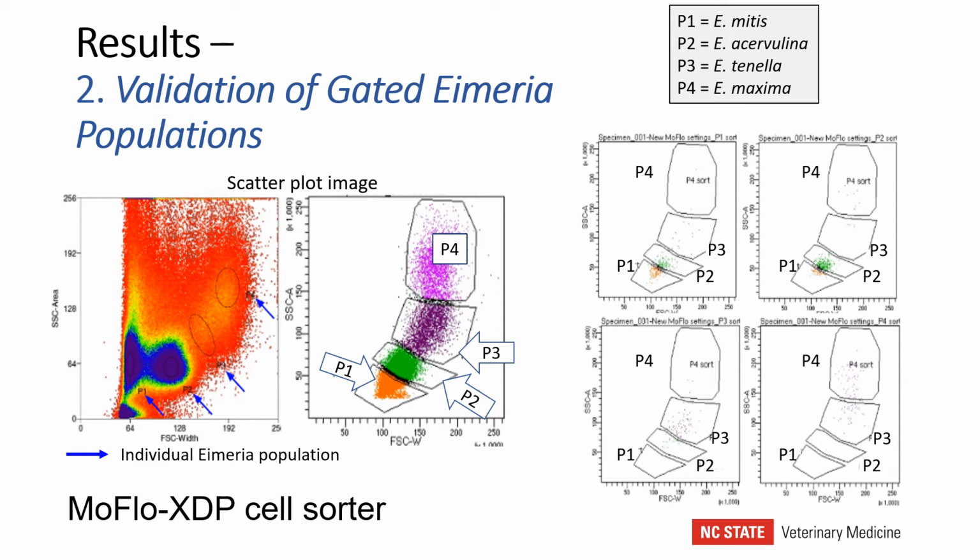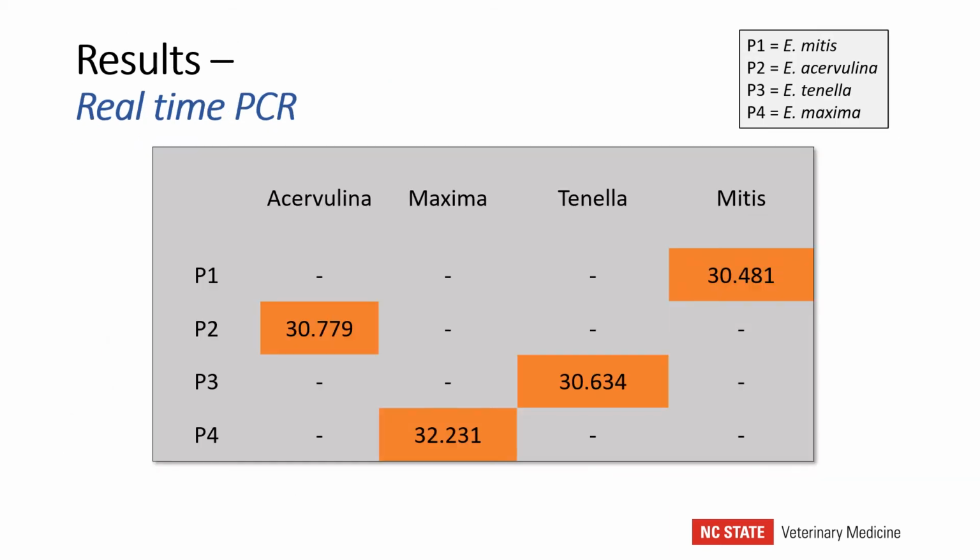The results from the MoFlo graph have blue arrows to represent each of the populations. We predicted P1 to be Eimeria mitis, P2 Eimeria cerbulina, P3 tenella, and P4, the largest of the 4, to be Eimeria maxima. The final portion of this experiment was to identify each of those 4 sorted populations by real-time PCR.